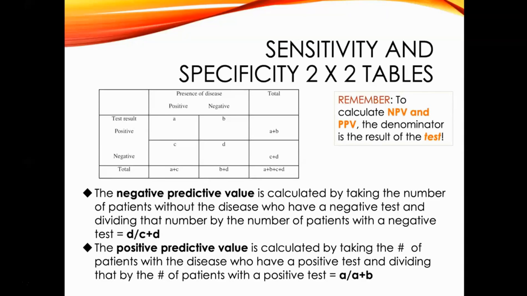Another important tip, you always want to remember that to calculate negative predictive value and positive predictive value, the denominator is the result of the test. So contrast that to the sensitivity and specificity where the denominator is the presence of disease. So if you always remember that sensitivity and specificity formulas have the presence of disease in the denominator, and negative predictive value and positive predictive value have the result of the test in the denominator, it'll help to keep them straight in your mind.